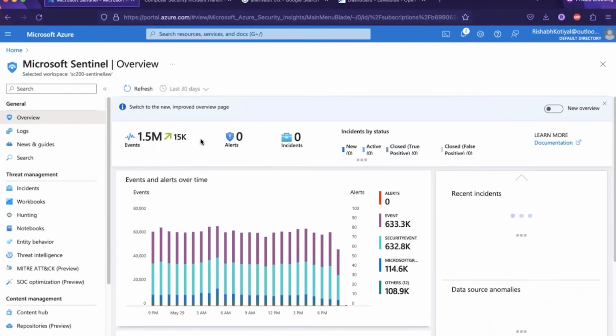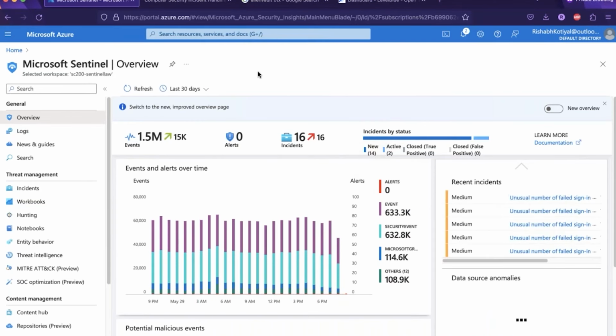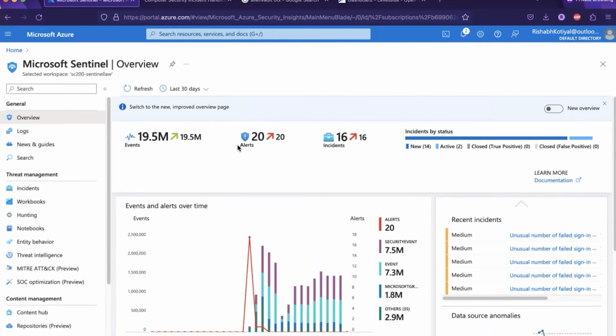If I simply go to the last 30 days of my data, you will see around 20 alerts, and somewhere around 16 incidents. And if you go into the events, there are 19.5 million events. Not all of those 19.5 million events are going to be my alert or incident.